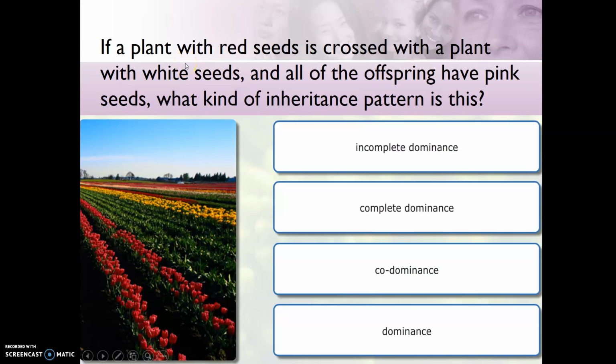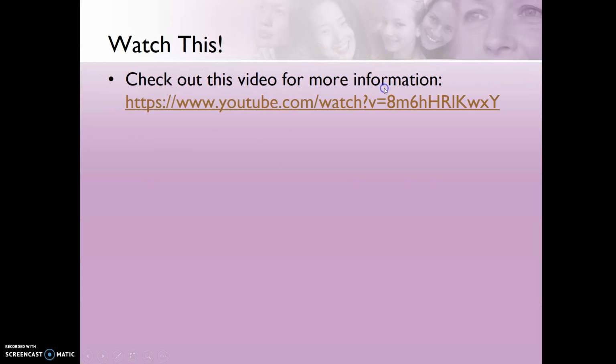If a plant with red seeds is crossed with a plant with white seeds and all the offspring have pink seeds, what kind of inheritance pattern is this? White crossed with red equals pink. Incomplete dominance, complete dominance, codominance, or dominance? Pause and make your choice. This is incomplete dominance, where you have the two mixing. Red and white will give you pink.